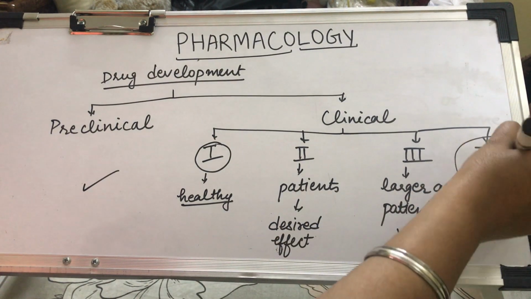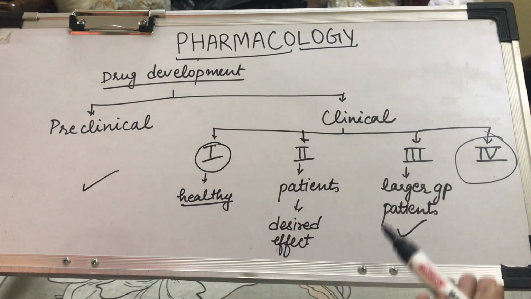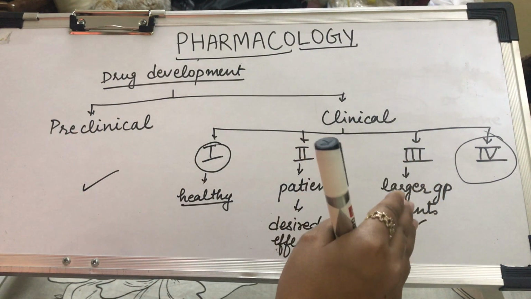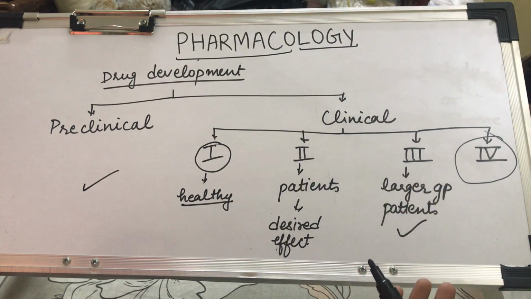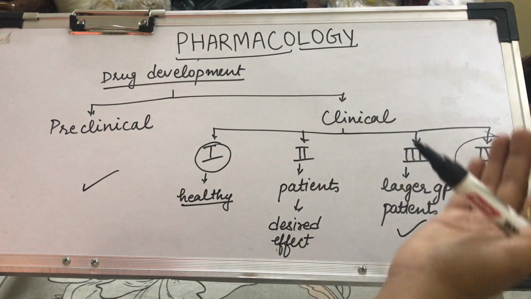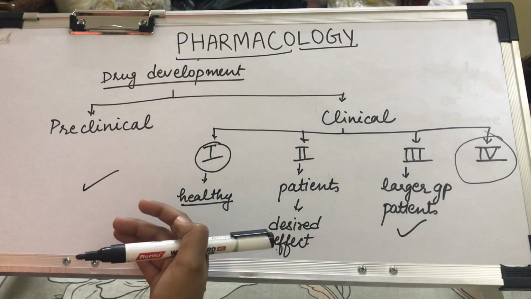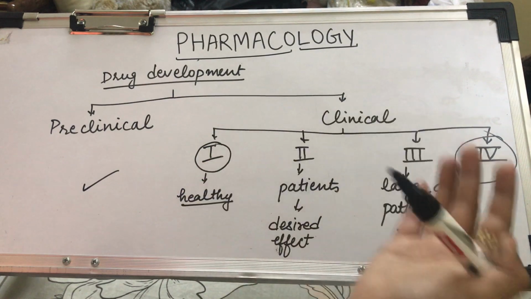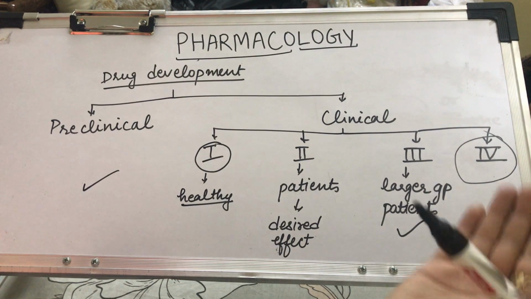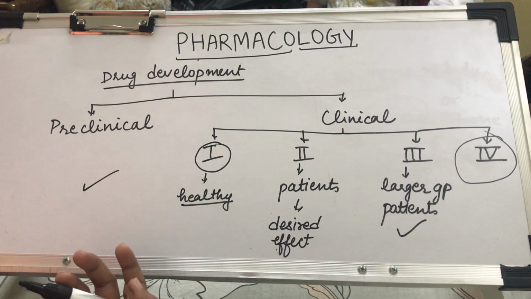And the fourth phase is after marketing of the drug. When your drug is in the market, being prescribed and there is widespread use of that drug in the population, then regulatory surveillance is done. During that phase it is also checked whether it is causing any kind of adverse effects which were not observed during preclinical and clinical trials, and if those adverse effects are more as compared to the therapeutic effects, then that drug is withdrawn from the market.